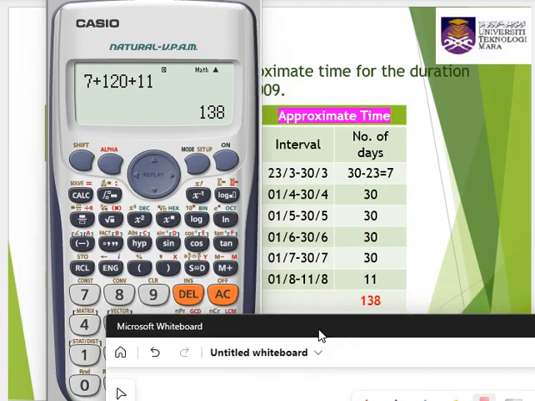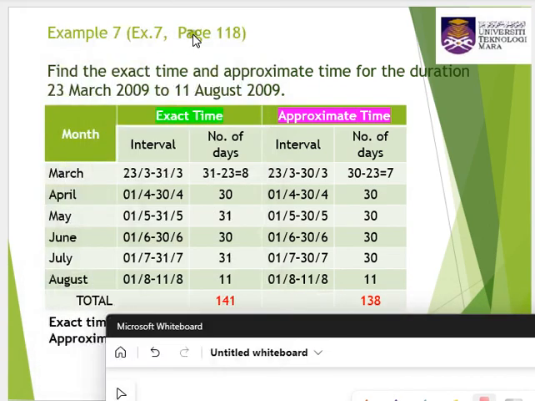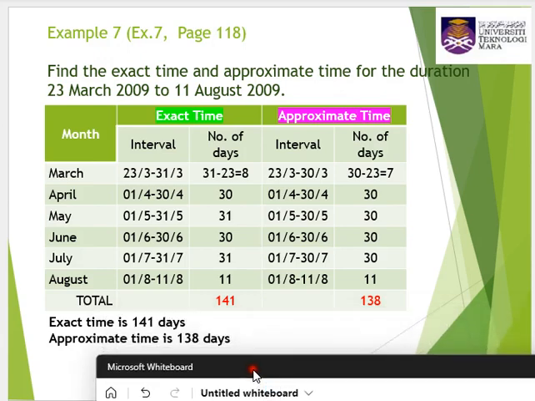138 days. Okay, so obviously you can see that there is some difference between the exact time and the approximate time. So be careful with what the question wants you to have. Okay, so you can see obviously exact time is 141 days, but approximate time is actually just 138 days. That's the difference of it.